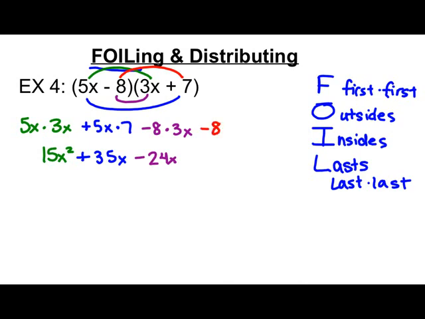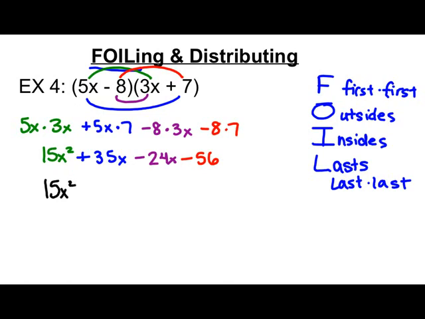Negative 8 times 7, which is negative 56. Now I'm not quite done yet because I've got to combine any variables that are to the exact same power. So first I look and I say, oh, I have a 15x squared. Do I have any other x squareds? No, I do not, so I list that first, 15x squared.